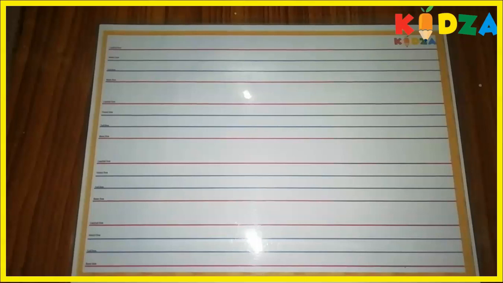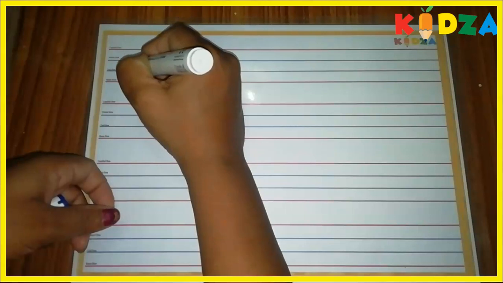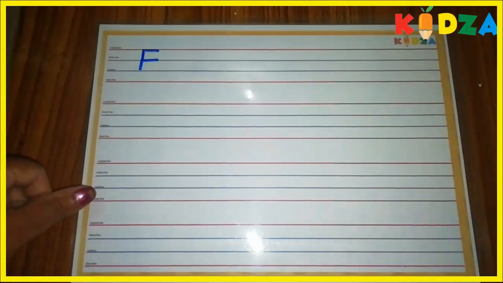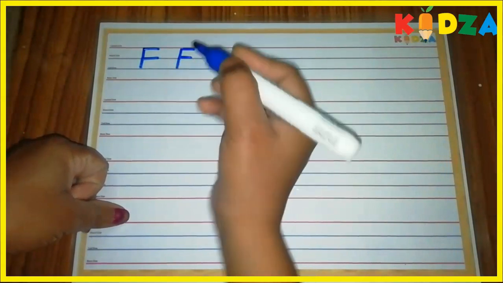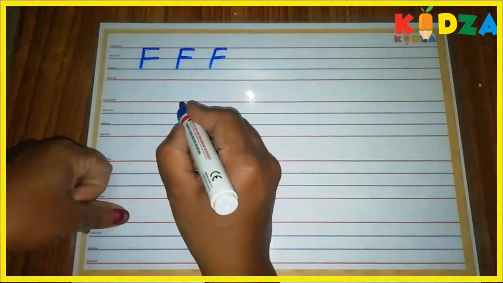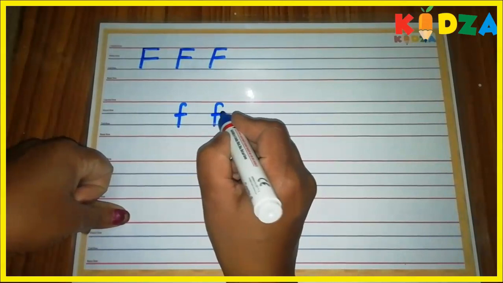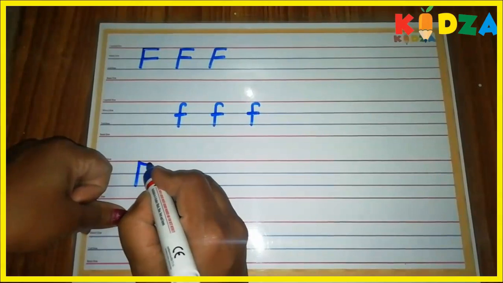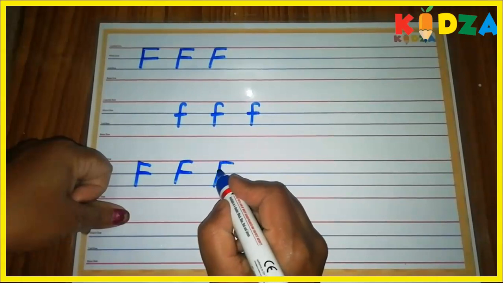Let's practice some more time. Touch the capital line, come down till the tail line, standing line and two sleeping lines make capital F. F. Small F. Capital F.